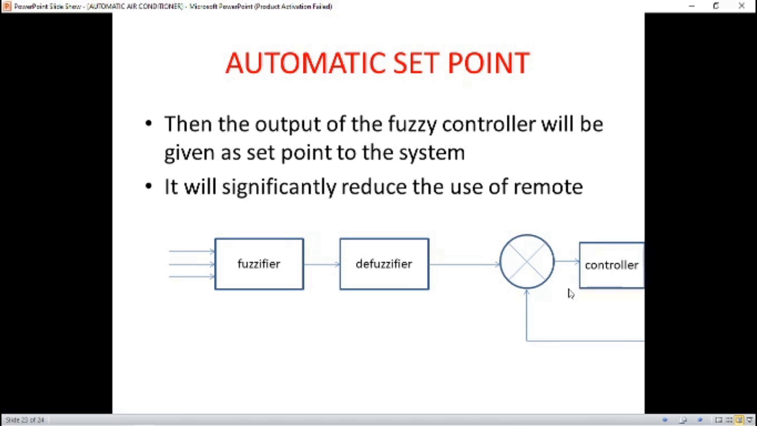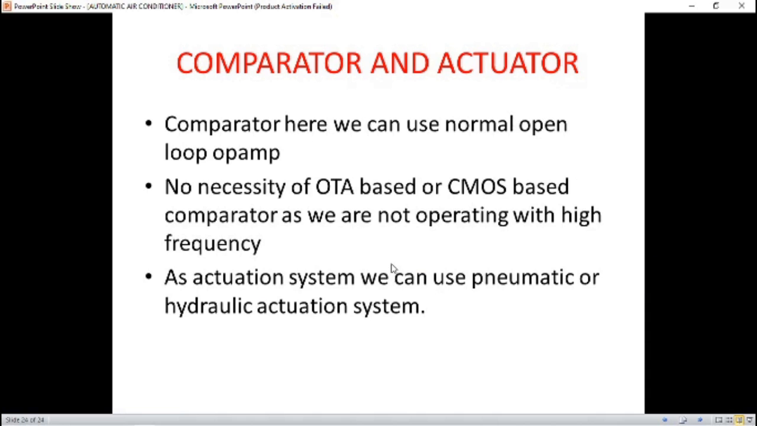This is actually the diagram of a smart AC, which we can implement into the system. It will significantly reduce the use of the remote, and we will not require to use the remote, and as the season changes, the set point will keep on changing. So this can be a method of automatic setting of our set point.